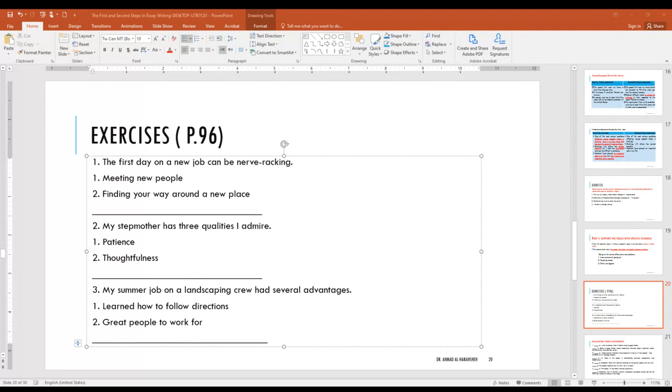My question is, this is a thesis statement. The first day on a new job can be nerve-wracking and you will be so stressed, right? Why? Because, A, you will meet new people. B, you'll find your way around a new place. What else? I need the third point.